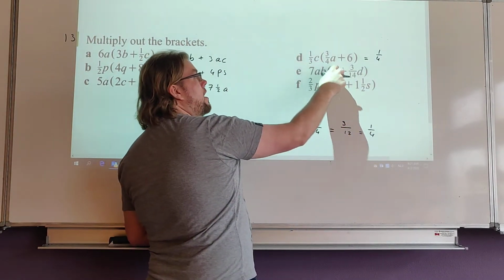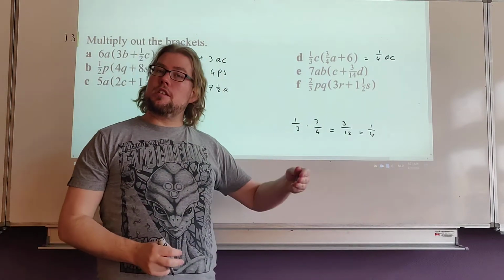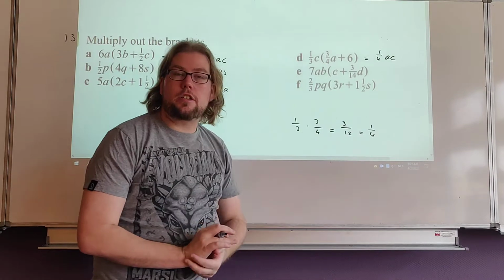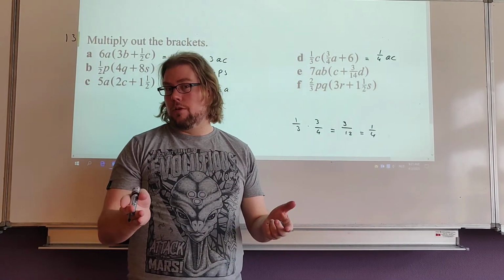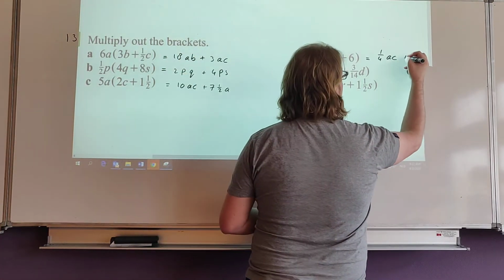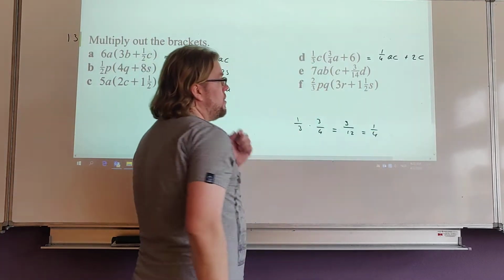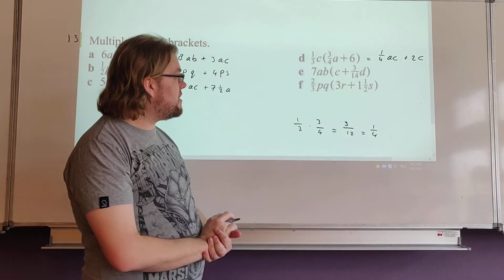So this is 1/4, so I'm going to write down 1/4. And then c times a is ac. You can also write down ca instead of ac, but I like ac better. And then you have 1/3 times 6. Now 1/3 times 6, hopefully you know what that is, because that's 2. Right? Because if you cut 6 in 3 parts, every part is 2. So here you have 2. There is no letter here, so just 2c. So 1/4 ac plus 2c. That's the answer for exercise D.